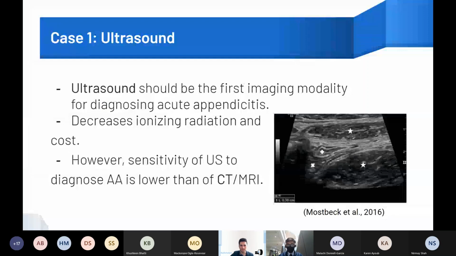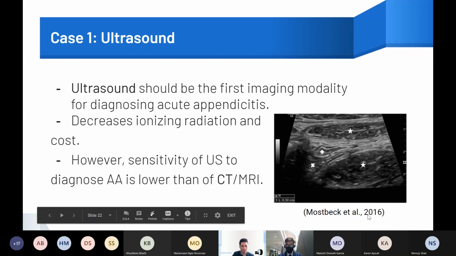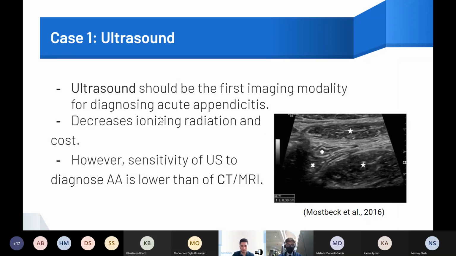Okay, yeah, so ultrasound. And ultrasound is generally the first imaging modality that's used for diagnosing acute appendicitis. There's an image shown here from Mosbeck et al. 2016. It decreases ionizing radiation, and it's also very cheap to do since it is acute appendicitis. They want to get an image as soon as possible. And so ultrasound is more of a convenient modality than the other ones.